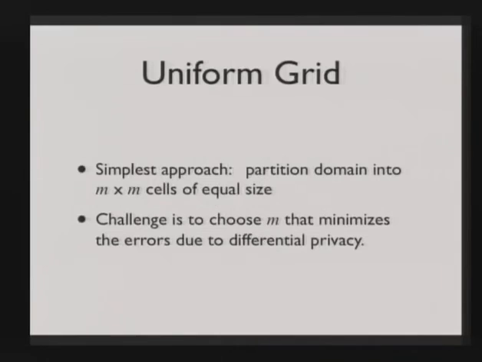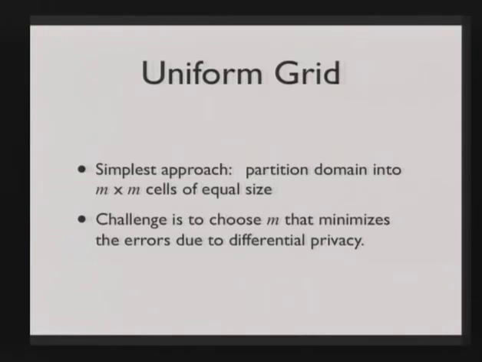So let me start with a very simple approach. We call this approach the uniform grid. Now this approach is by no means new. This is a direct application of differential privacy. This simply partitions the domain into a fixed M by M grid with equi-height cells, cells of equal size, and then I issue differentially private queries on each cell.